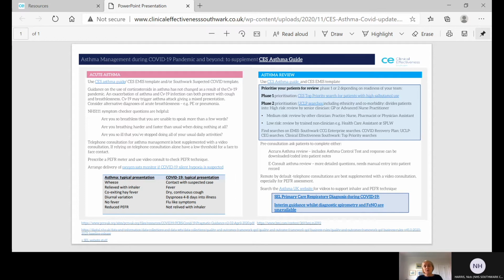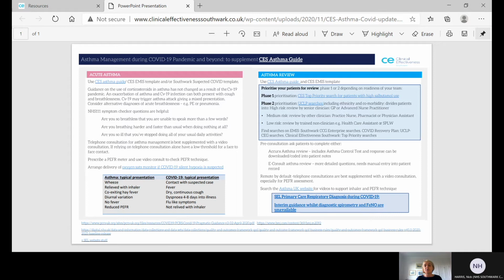Moving on to the asthma review. Now, we've missed a lot of asthma reviews over the last few months, so we need to prioritise our patients for review. On your systems are Clinical Effectiveness top priority searches, which for asthma is patients who are overusing their salbutamol. There are also some UCLP searches which are a little bit more sophisticated and include multimorbidity and ethnicity and divide your patients into high, medium and low risk.